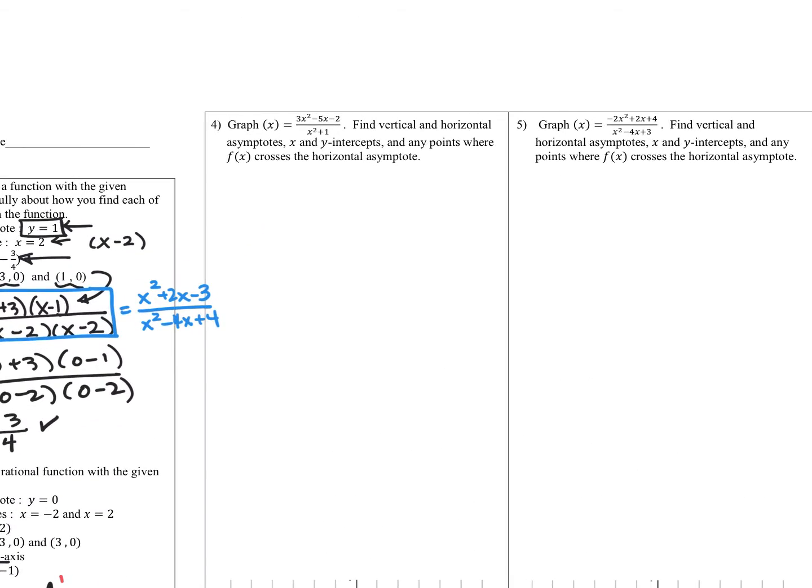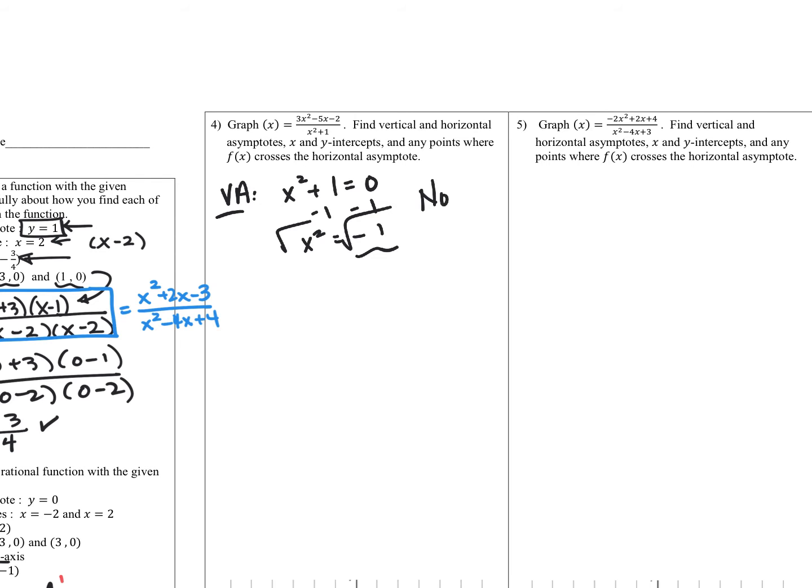All right, for 4 and 5, we're straight up graphing them, finding all of those details. The first thing that we want to find is the vertical and horizontal asymptotes. To find the vertical, remember we're going to set the denominator equal to 0. If you take a look at this, there's no 0 that we can actually plug in that will make this work. You can try to solve and then use the square root property, but you're going to get that imaginary solution.